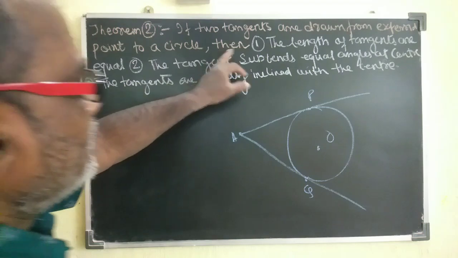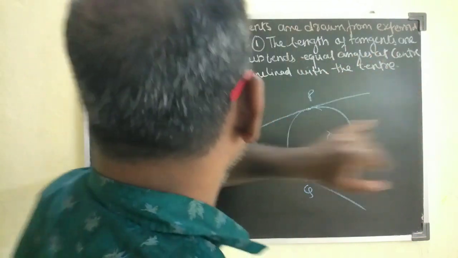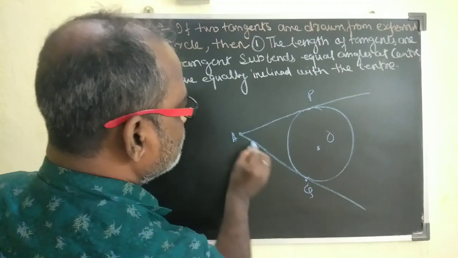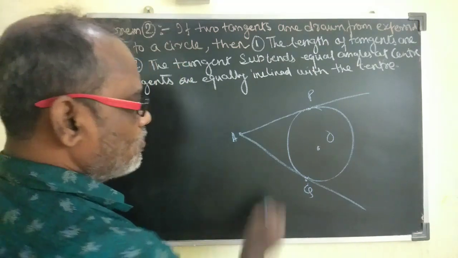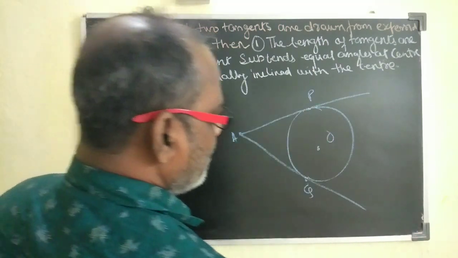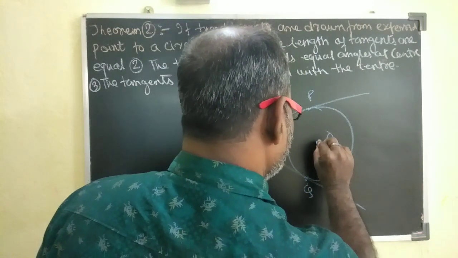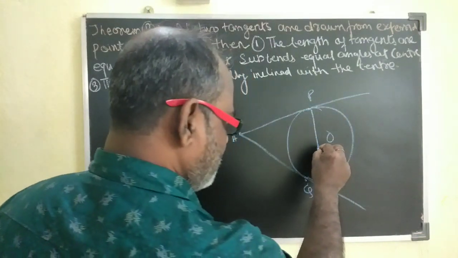To a circle, then number 1, the lengths of the tangents are equal. You have to show AP equals AQ. So to show AP equals AQ, at first you have to draw like this.